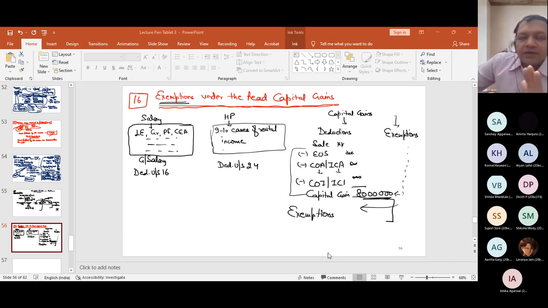So now I will start discussing with you different exemptions. We have around 7 to 8 exemptions. If we are covered under the conditions of those respective sections, then my gain will be tax free, will become exempt. So today I will discuss only the first exemption, exemption under section 54.